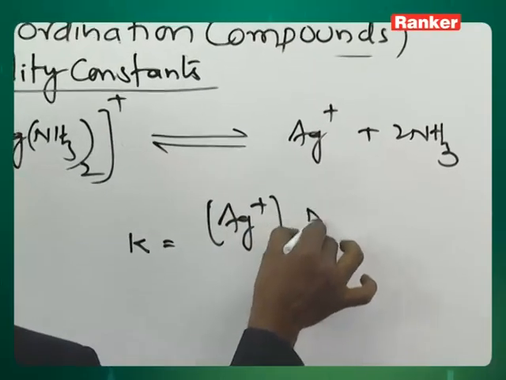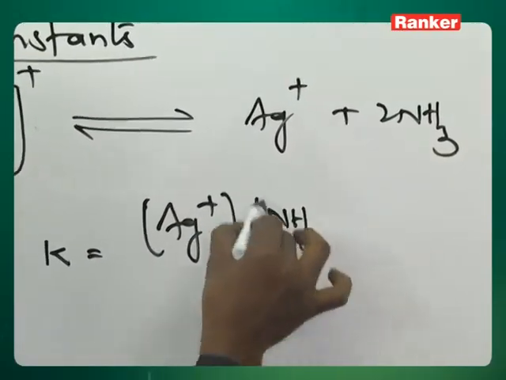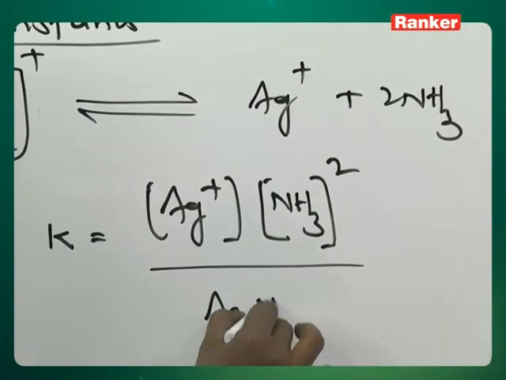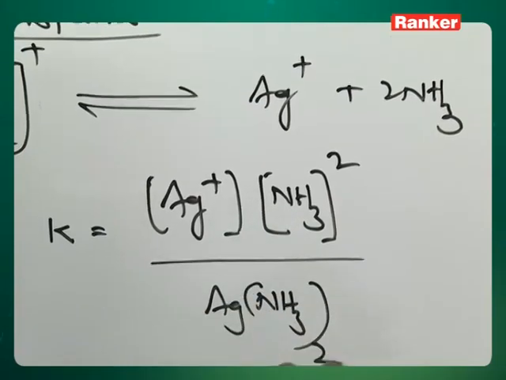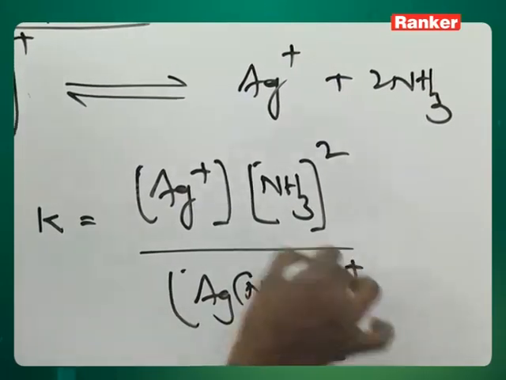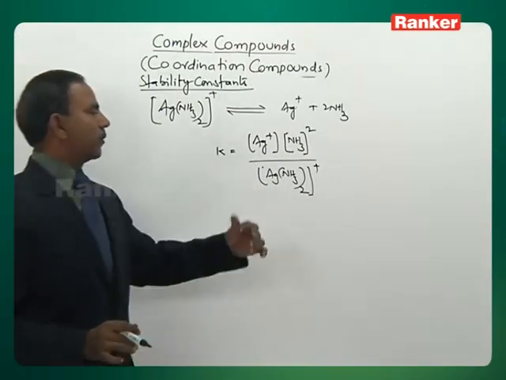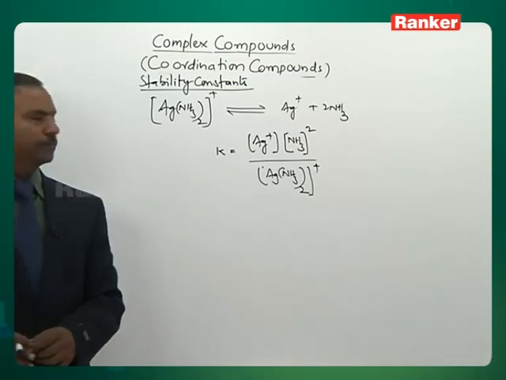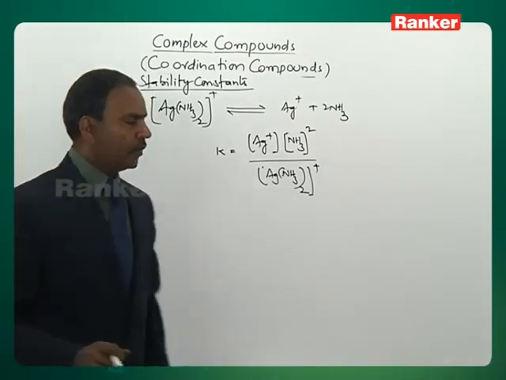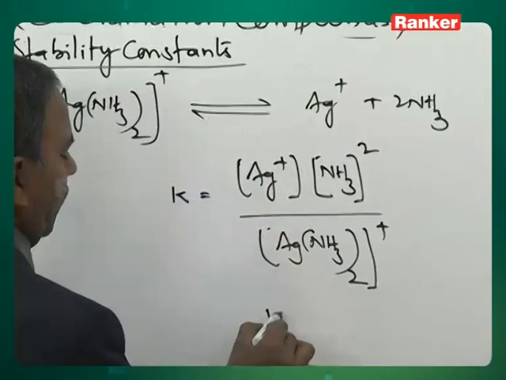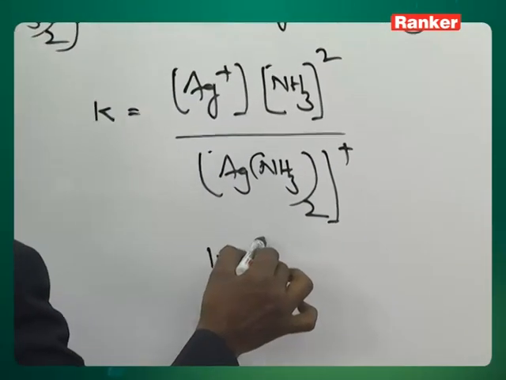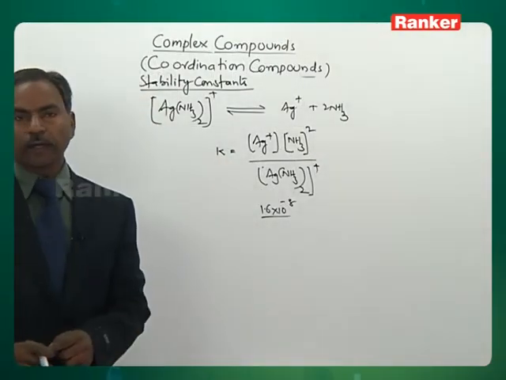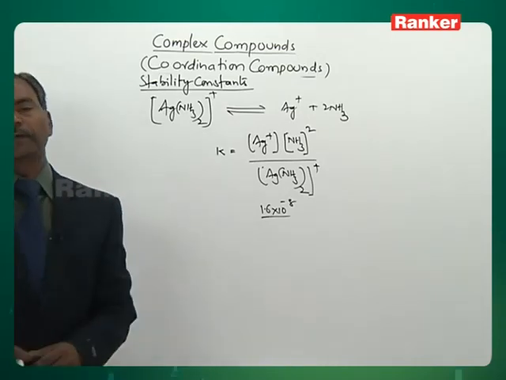Ag plus, NH3 squared, and Ag(NH3)2 plus. This is the equilibrium constant for this particular reaction: K equals [Ag plus][NH3] squared over [Ag(NH3)2 plus]. This K value is found experimentally to be 1.6 into 10 to the power of minus 8, a very small value.